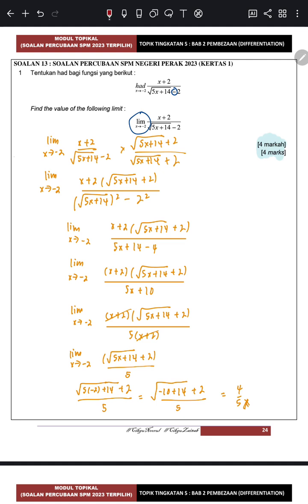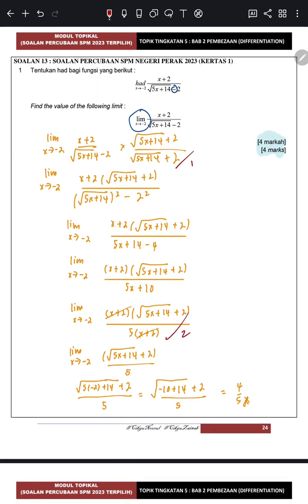So the marks are like this. You times with the conjugate, 1 mark. Then you factorize here for the second mark. You substitute, either this one or this one, get the third mark, and the final answer gets the fourth mark. For this one, if you can give the answer in fraction, just give it in fraction. Okay, that's the first one.